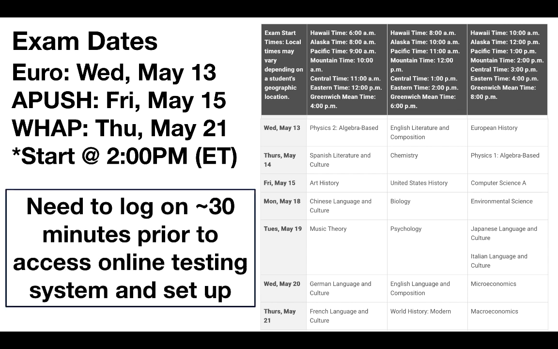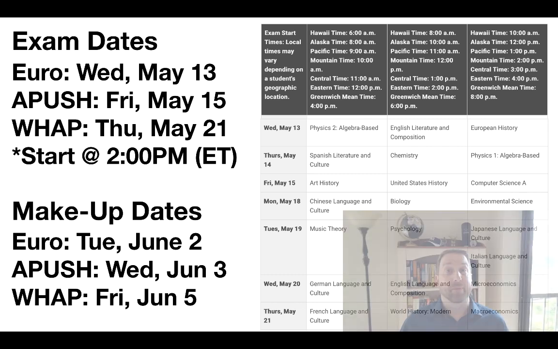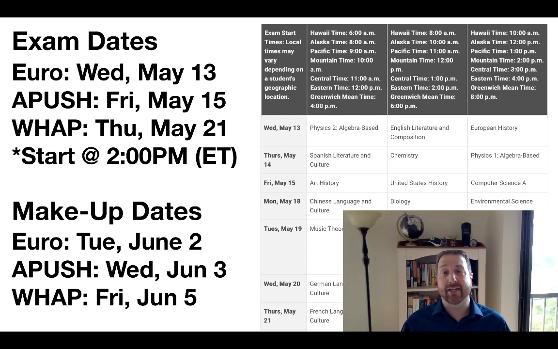Be mindful you're going to need to log on about 30 minutes prior to access the online testing system and set yourself up. Now, in the case you have a conflict or if something goes wrong with your submission, there are makeup dates. For Euro, it's Tuesday, June 2nd. For A-Push, Wednesday, June 3rd. And for WAP, you have Friday, June 5th. Now, be aware there's going to be a lot of nerves on that day, so be early and be prepared.